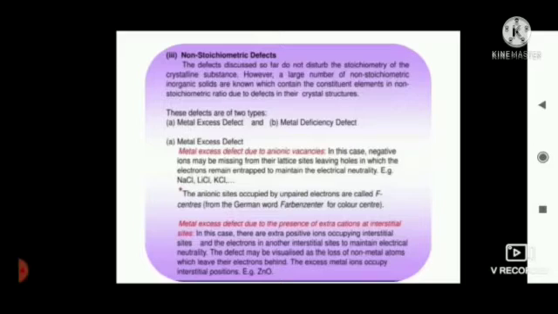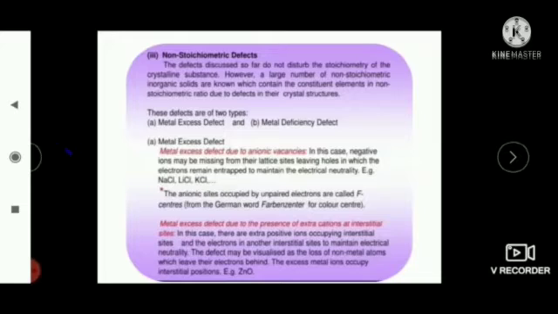Non-stoichiometric compounds are those compounds in which the ratio of the number of positive and negative ions does not correspond exactly to the ideal whole number ratio indicated by their chemical formula. There are two types of non-stoichiometric defect. The first one is metal excess defect. Another one is metal deficiency defect.